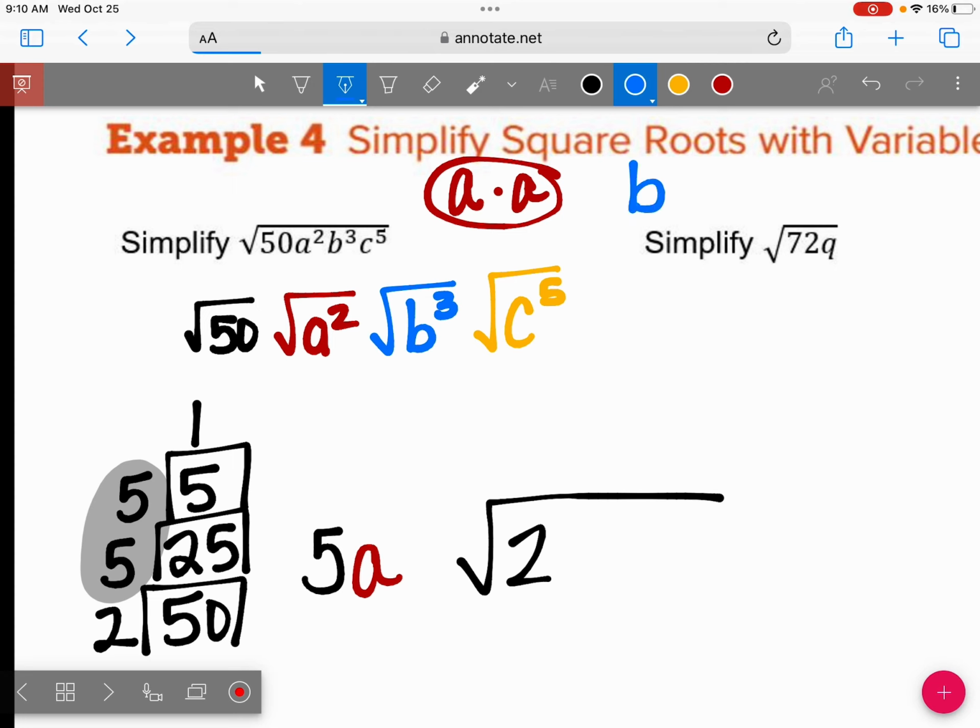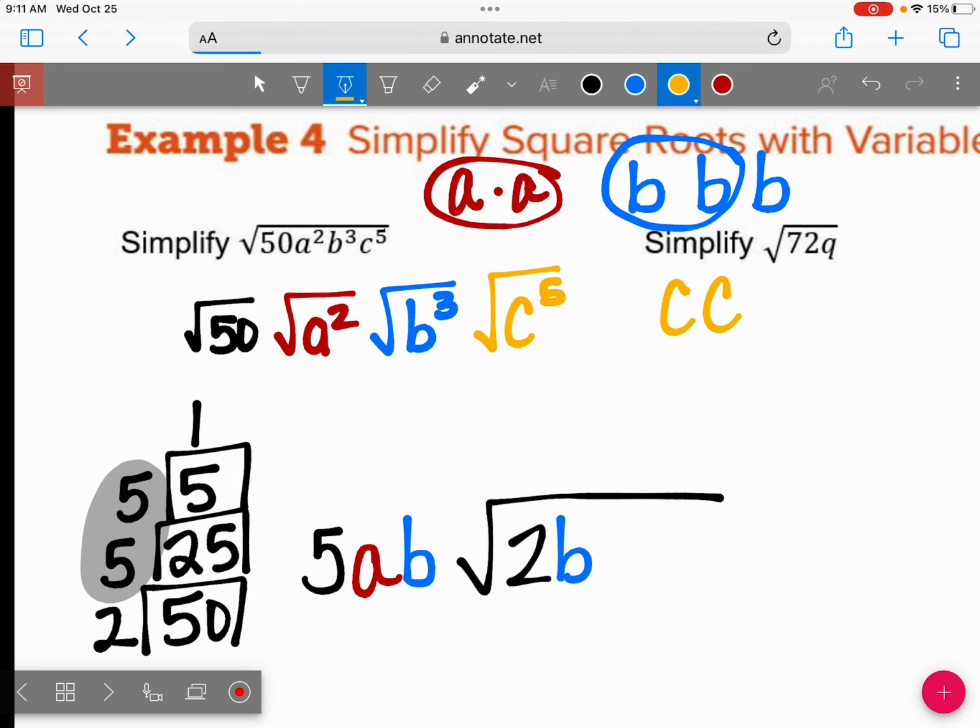If I have 3 bananas, so I have b to the power of 3, I can make 1 pair. So 1 pair comes out. But notice I have 1 left over that has to go under the hood with the 2. And then for c, 1, 2, 3, 4, 5, I can make 2 pairs. So I have c squared that comes out. Is there anything left over that did not have a partner? Yes, and it has to stay. So that would be your answer.